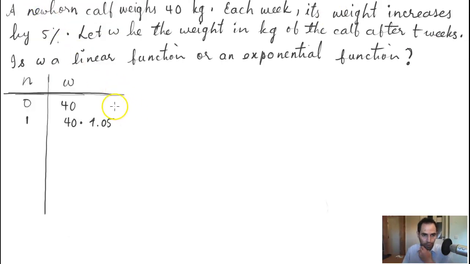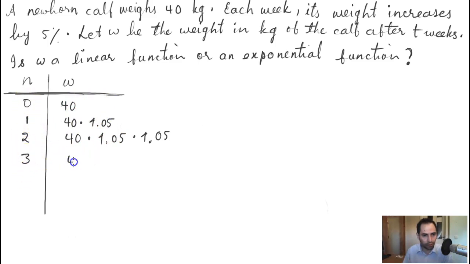Now what we are doing here is that we said each week its weight increases by 5%. So after 1 week, you have 40 times 1.05. After 2 weeks, you have this amount increased by 5%. So it becomes 40 times 1.05 times 1.05.